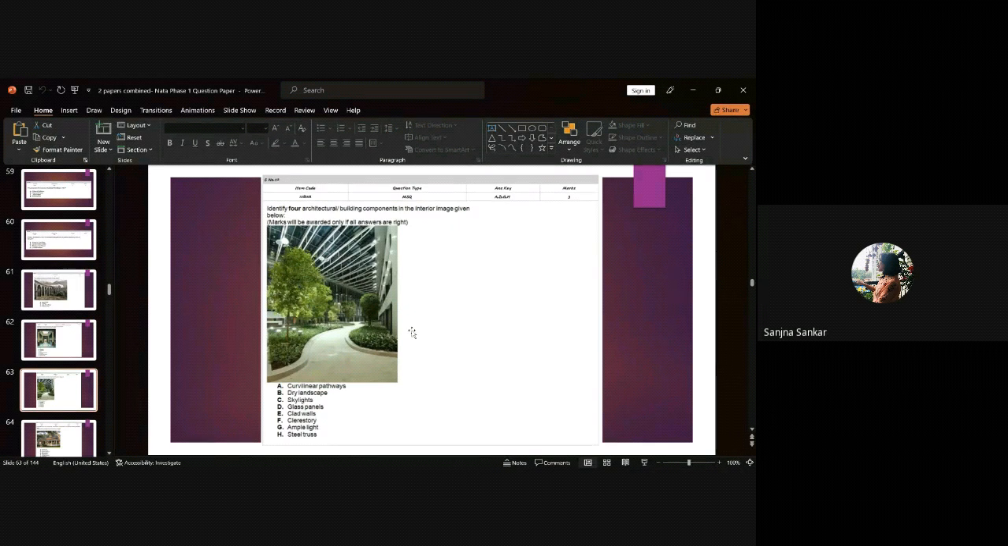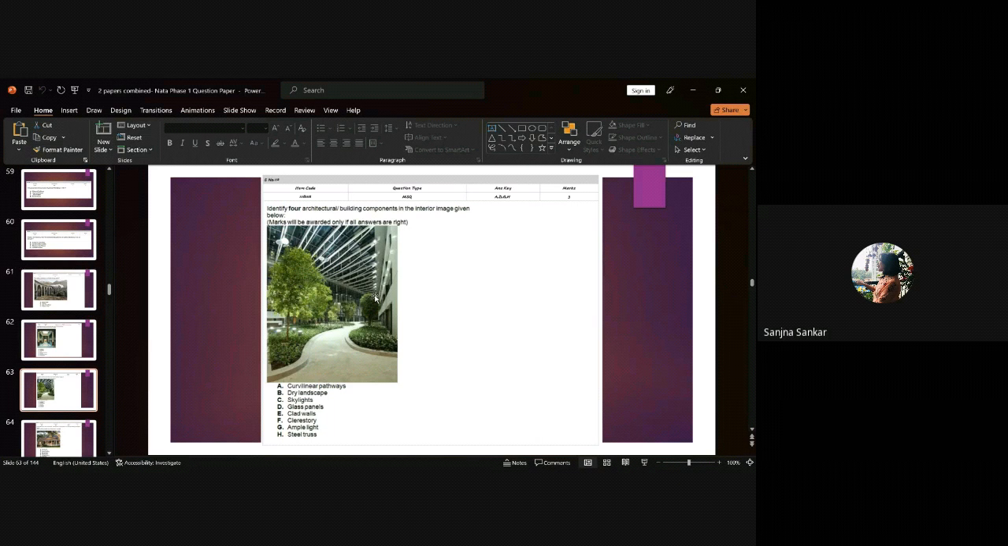A similar question on this image: four architectural building components that are there in the interior image. Marks will be awarded only if all the answers are correct. So first we can see curvilinear pathways, right? And then there's glass panels. Then we can see a lot of lighting. There's ample light. And then there's steel truss.